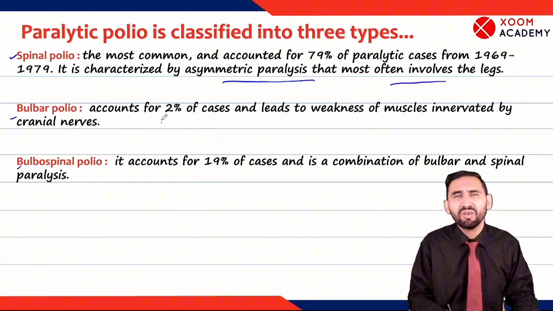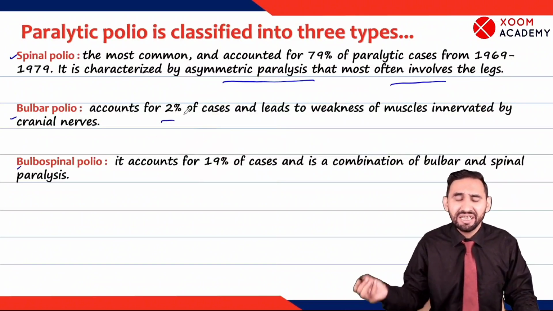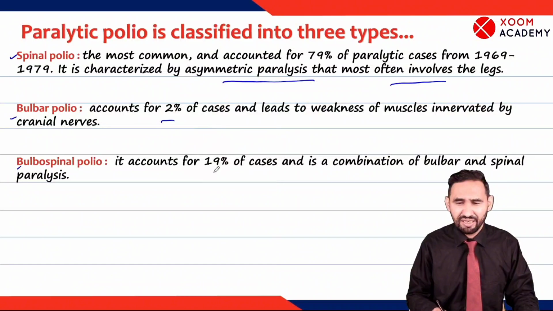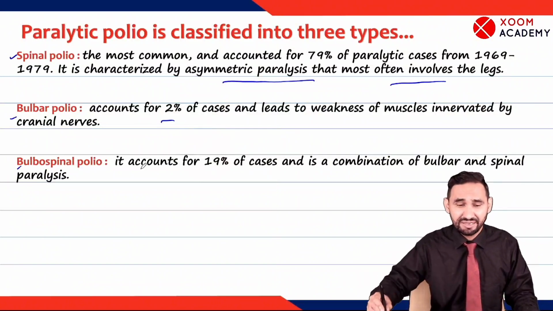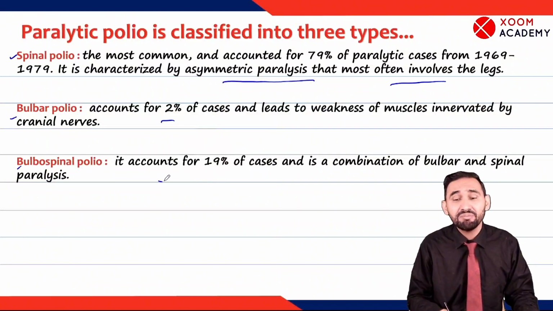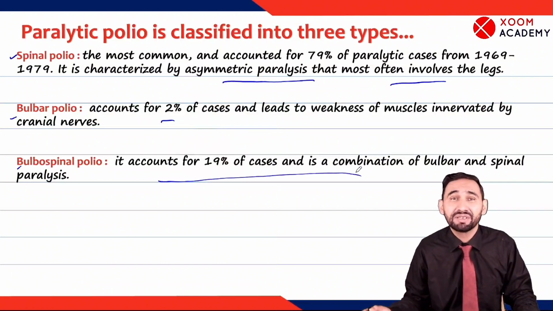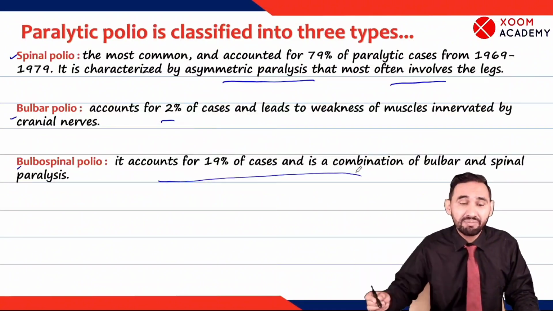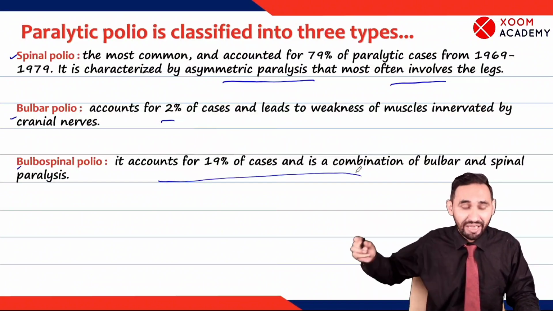Bulbar polio only accounts for 2 to 3% of cases. It causes weakness of muscles. And bulbospinal polio is a mixture of both. It accounts for 19% of cases. So the most common is spinal polio, then bulbospinal polio, then bulbar polio.